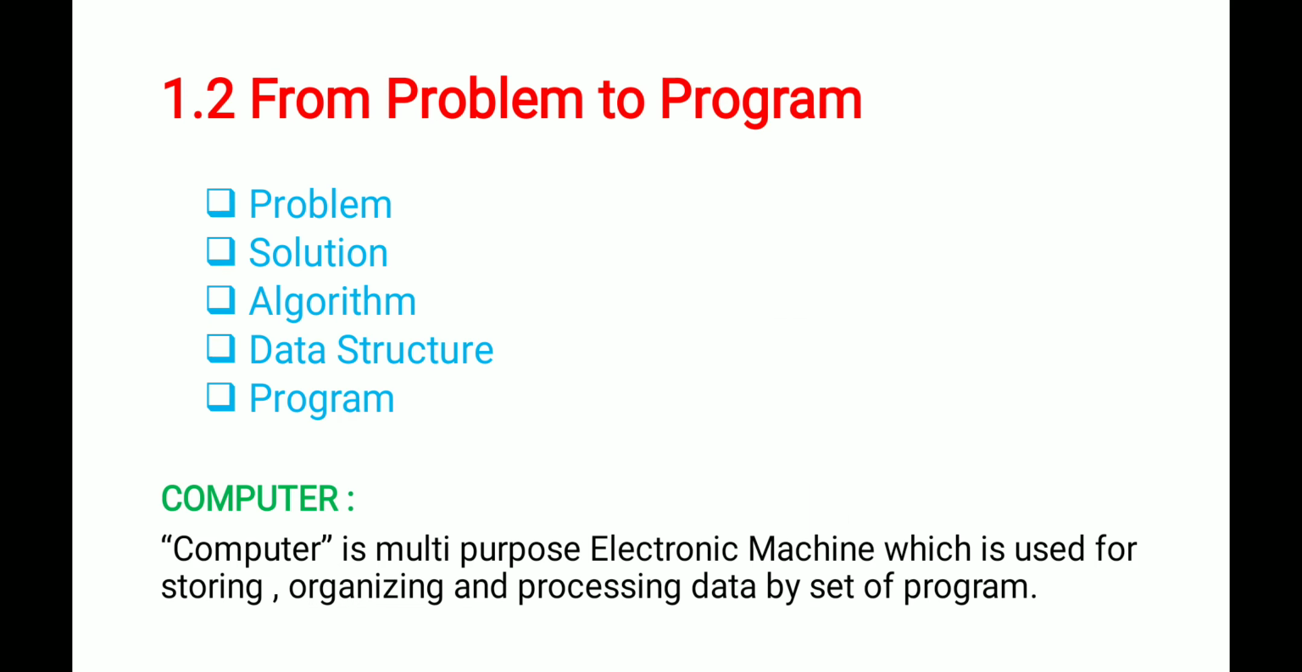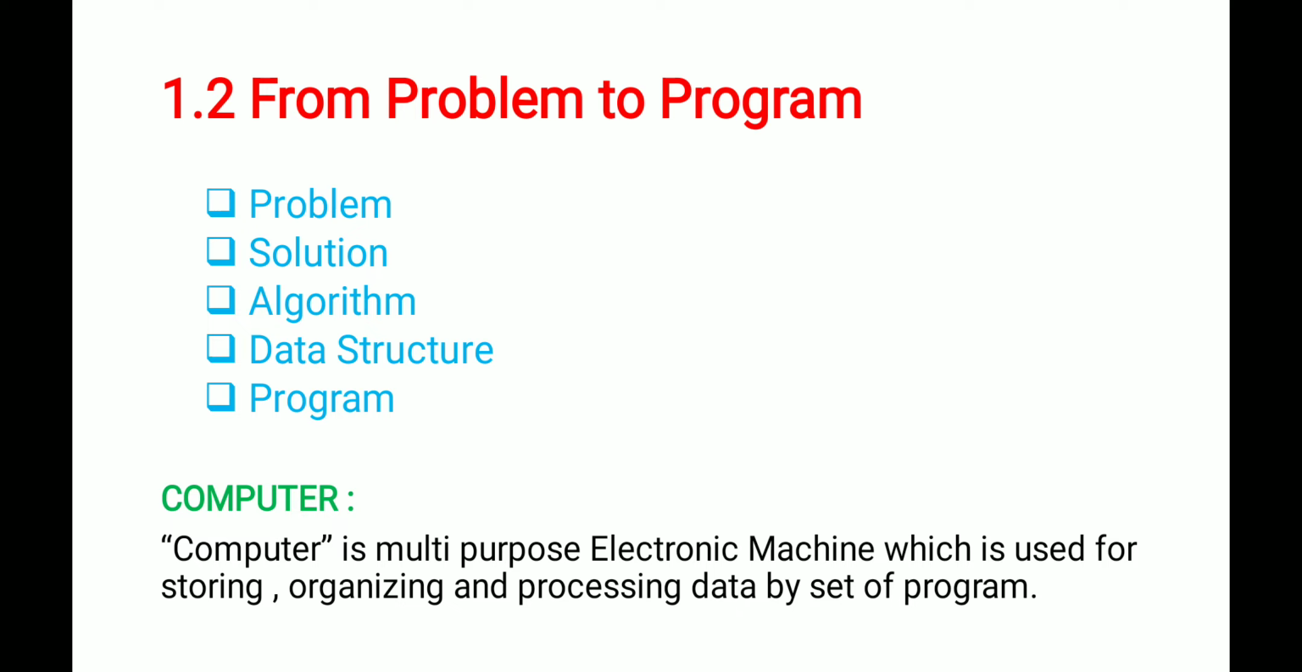Now the next point, that is a very important point, from problem to program. We are going to convert any problem to a program. So first of all we are going to understand the problem, analyze the problem, then find out the solution to solve that problem, what are the different ways, solutions, techniques to analyze the problem, convert that problem into an algorithm, use a data structure and then write the program.